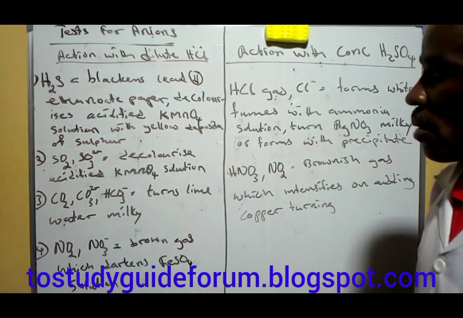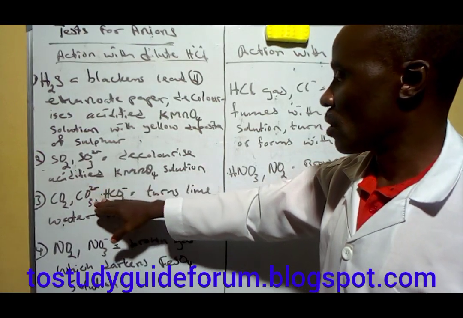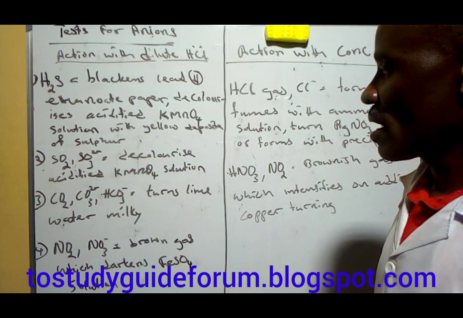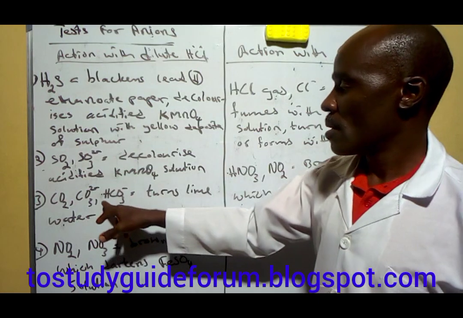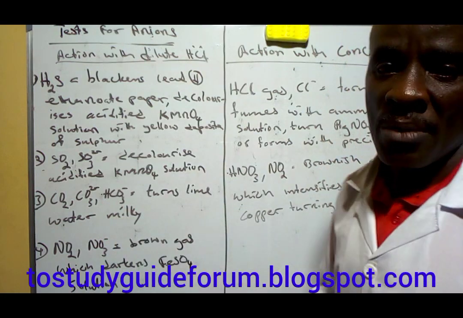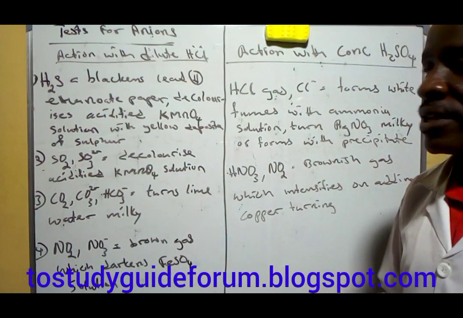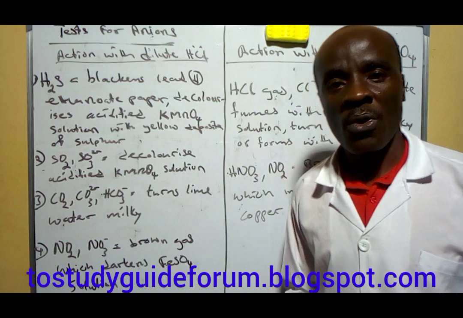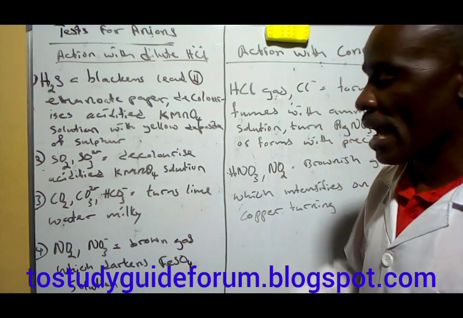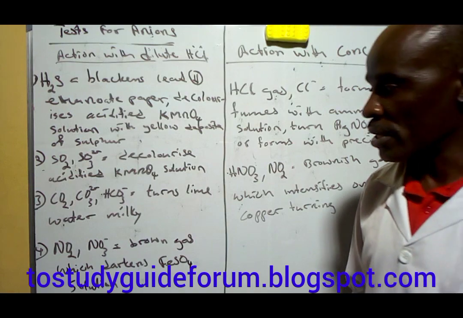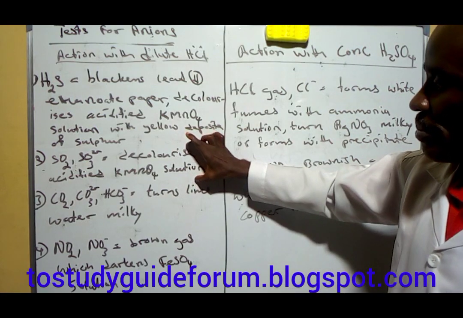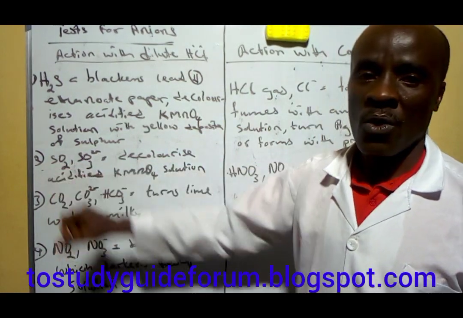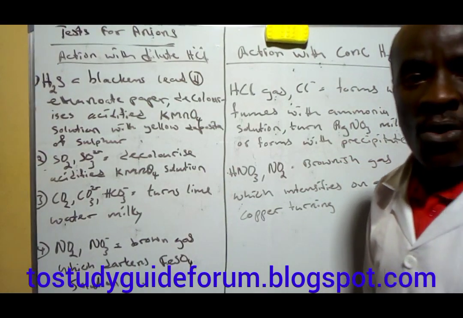So now let's talk about carbon 4. Carbon 4 gas is characteristic of hydrogen trioxocarbonate or trioxocarbonate compounds. Whenever they react with dilute acid, they liberate carbon 4, which turns lime water milky. Now I want to go back a bit, because that is something I want to emphasize here, in the test for sulfur 4 oxide.